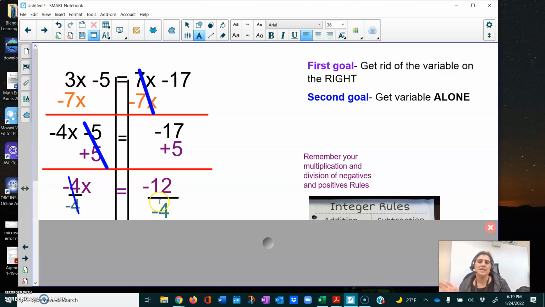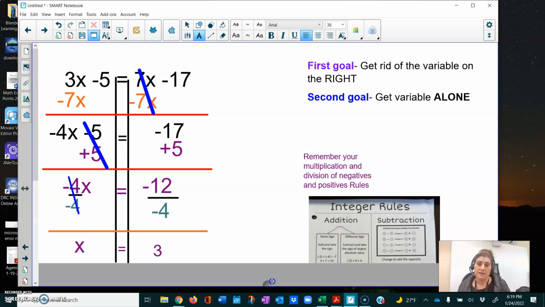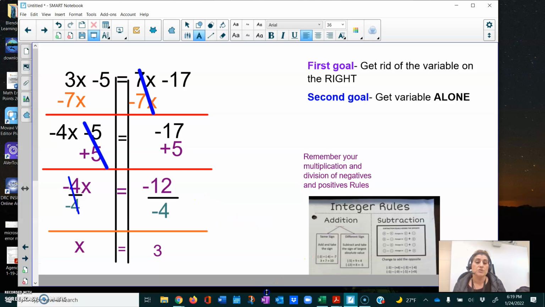So I'm going to do the same thing to the other side. Negative 12 divided by negative 4 is going to give me a positive 3, because I know that 4 times 3 is 12, and a negative divided by a negative gives me a positive. So my final answer would be x is equal to 3.